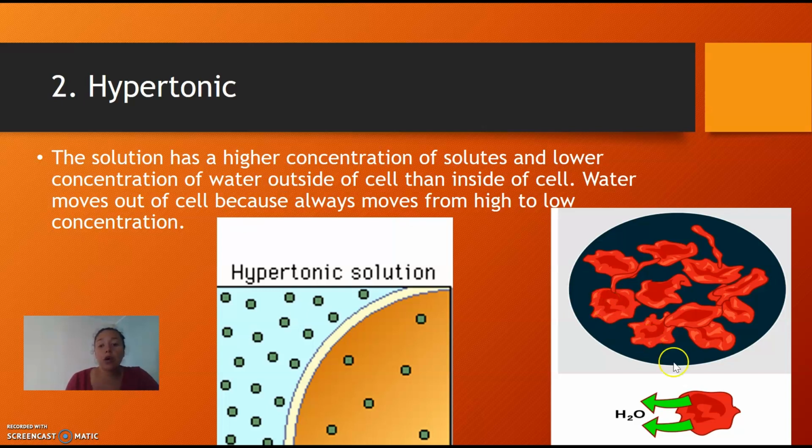So what happened is all the water flowed out. So hypertonic water is flowing out. Why does water flow out? Because you have a higher concentration of solutes here. So that means, remember that picture? The water is going to be like, oh, I'm going to dilute you.